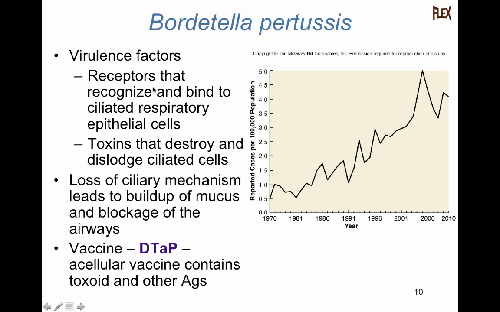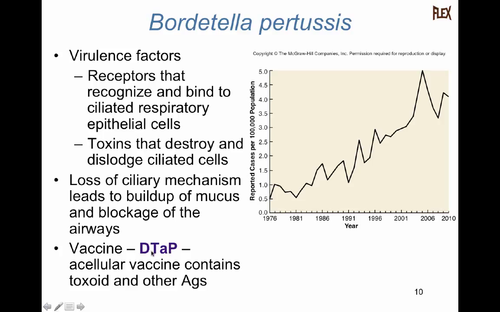Now, the virulence factors associated with Bordetella pertussis are receptors that can recognize and bind to the ciliated respiratory epithelial cells. And because of this, and also because of the release of toxins that destroy these cells, this causes a loss of the ciliary mechanism and as a result leads to the buildup of mucus and blockage of the airways. So literally people who are infected with this have trouble breathing, and it is most severe in very young children. In babies, it can kill them.